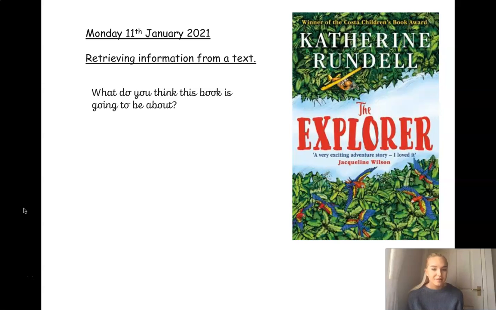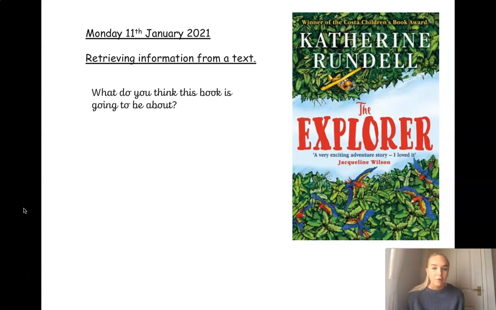This book is called The Explorer. You can see the front cover on the slide there. It's going to be based on our geography topic. Before we start reading anything, I want us to look at the front cover. I'm going to ask you some questions and I want you to have a think, or if you've got someone sitting next to you, you can have a chat about these questions. We're then going to read the first chapter of the book together and I'm going to ask you some more questions about it, and that's going to be our lesson today.